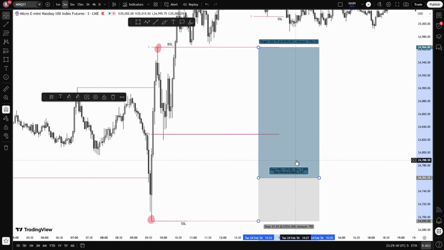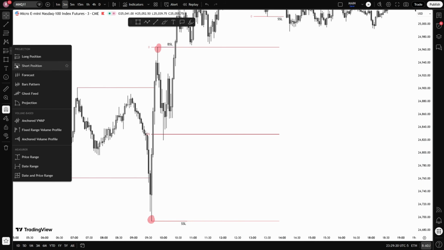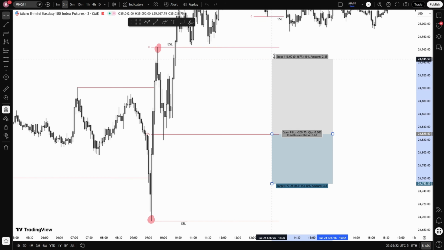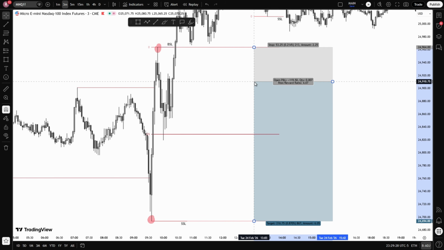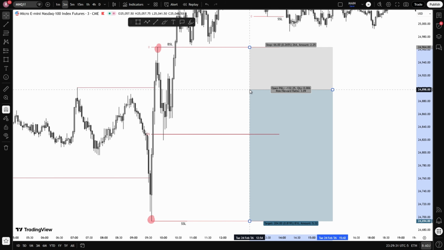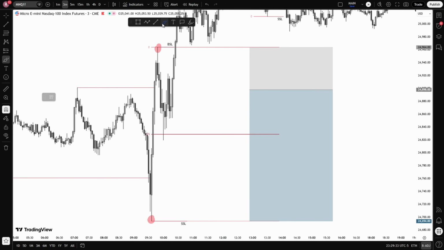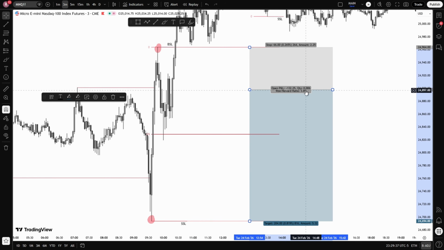The same thing applies to shorts. If I short at equilibrium with a stop above the high and a target at the low, that is 1-to-1. But if I wait for price to trade deeper into premium and then short from a PD array in that premium zone, my stop is still above the high, but my entry is higher, which increases my reward relative to my risk. So practically speaking, if I am looking for shorts, I am hunting PD arrays in premium. If I'm looking for longs, I am hunting PD arrays in discount.